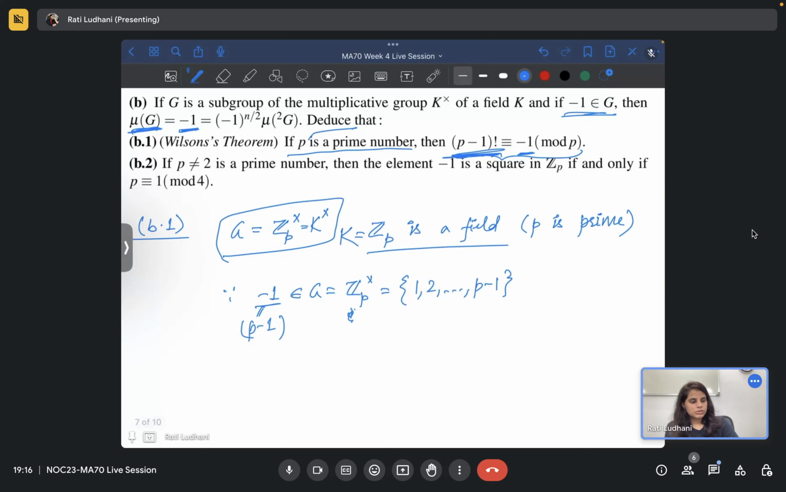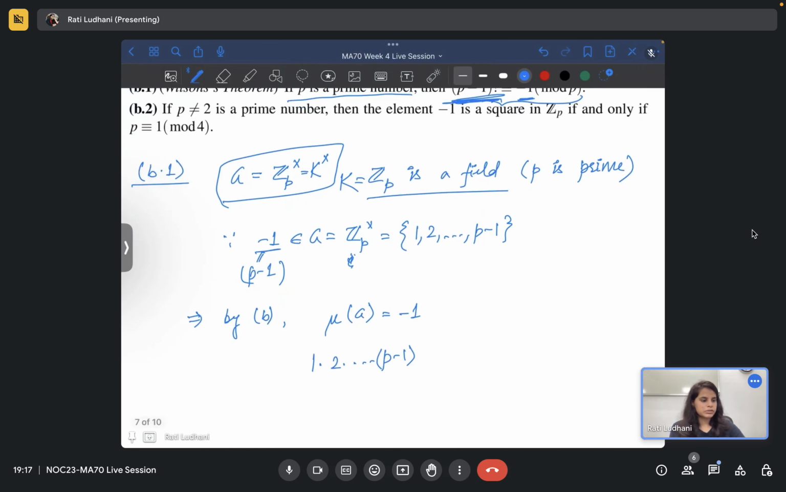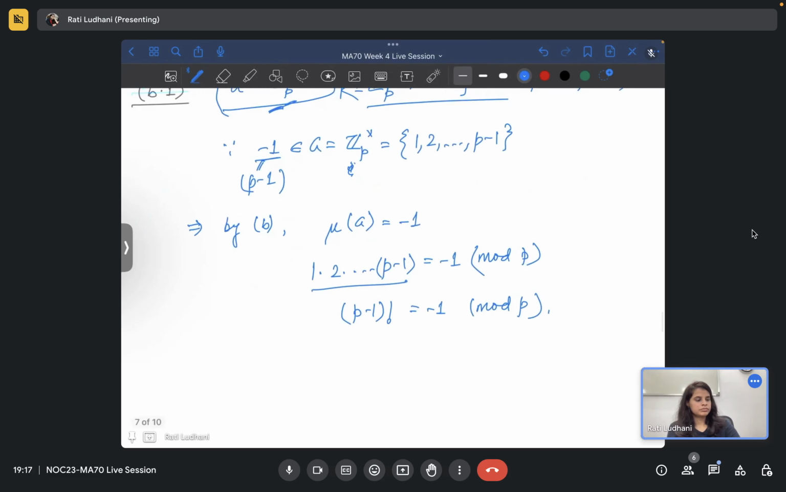Okay, so this implies by B, mu of G is equal to -1. And what is mu of G? Mu of G is 1 into 2 into up to and so on, P minus 1. Again, mod P is always there because we are in ZP star, so that is mod P. So this is equal to -1 mod P. So this product is P minus 1 factorial, which equals -1. So that is what we needed, which is Wilson's theorem.